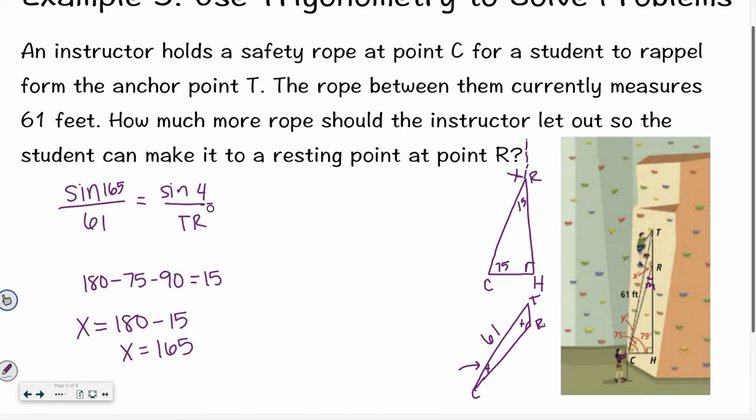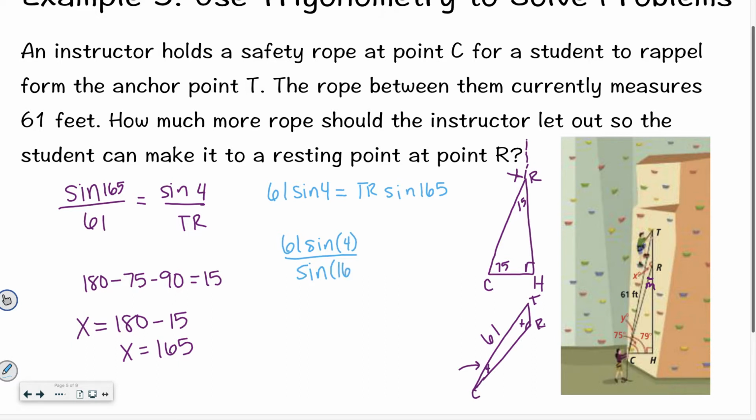And now I can solve this problem. I can use my law of sines. I can say 61 times sine of 4 equals TR times sine of 165. Divide both sides by sine 165. I would have 61 sine of 4 over sine 165. I'm going to write it like you would type it into your calculator.